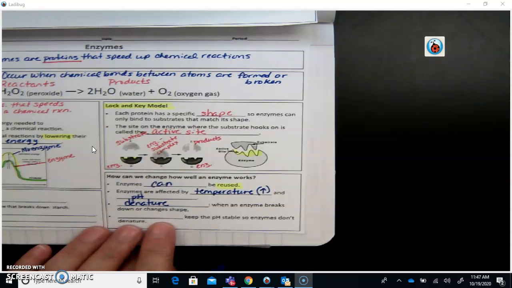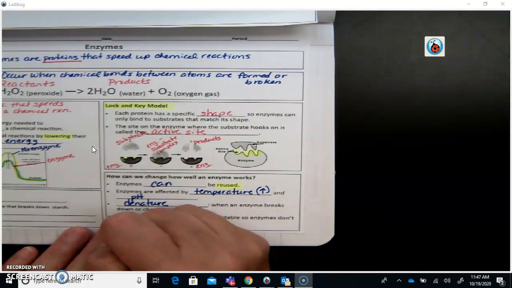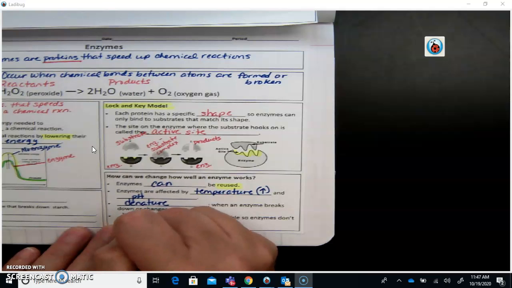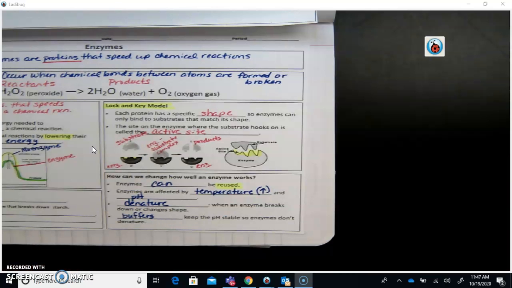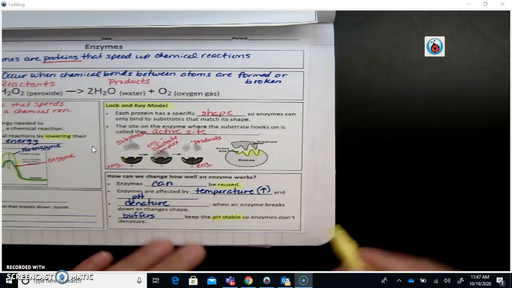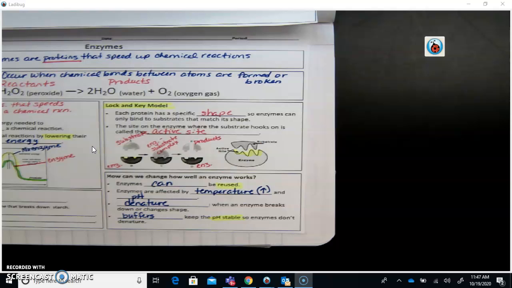There are things called buffers out there, and we've talked about those before. Buffers keep the pH stable. Because most of the time, enzymes in your body do not like to have the pH of the blood, for example, change. And so we have buffers, which are weak acids and weak bases that help keep that pH stabilized.